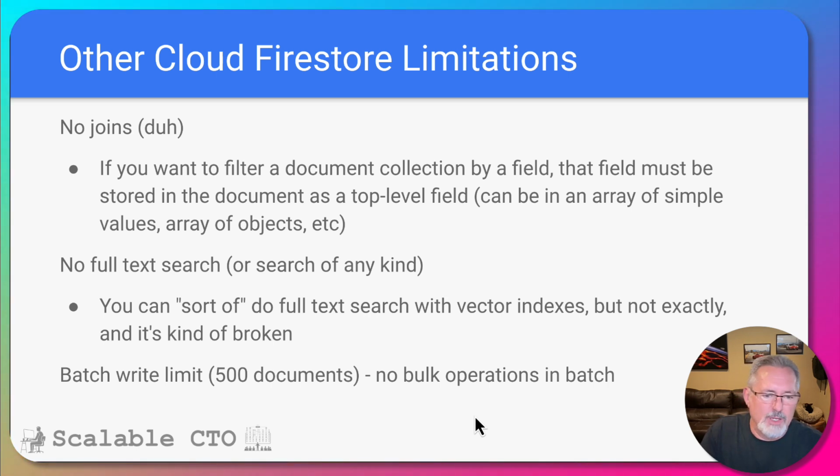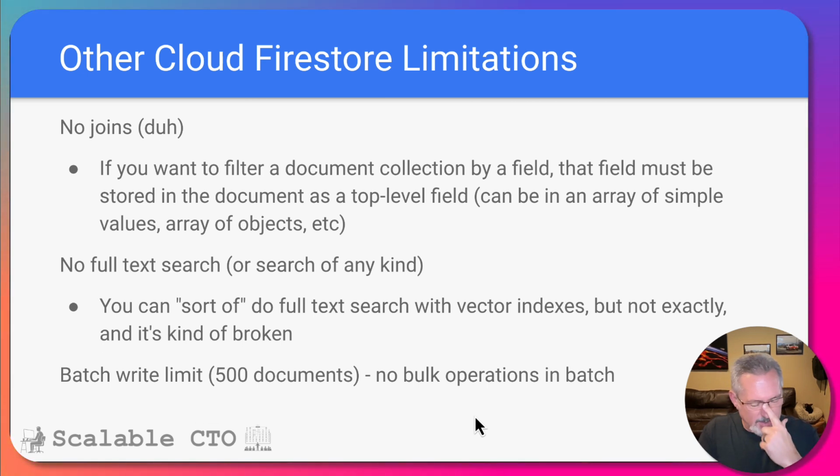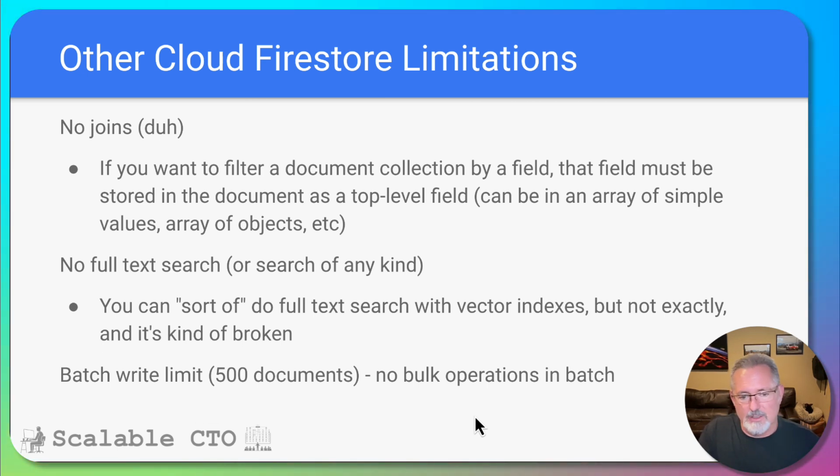And also batch writes are limited to 500 documents or 500 operations, which for normal sort of interactive stuff is fine, but it means any of your bulk ops are not going to be able to be done in batch. So if you want to do things like import a bunch of data, or even something, let's say some user requests that I delete their account, and I have to delete all their posts, comments, reactions, everything they've done. That could easily be more than 500 documents. And I can't do that in a batch or a transaction in Cloud Firestore, which is sort of annoying.